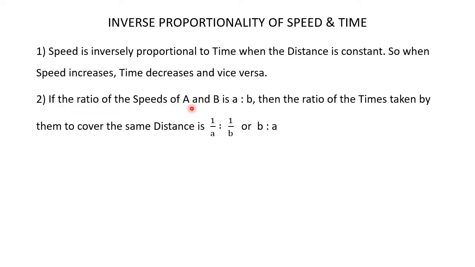If the ratio of the speeds of A and B is A is to B, then the ratio of the times taken by them to cover the same distance is 1 by A is to 1 by B, or B is to A. Now 1 by A is to 1 by B is nothing but 1 by A divided by 1 by B, which gives us B is to A. So if the ratio of speeds of A and B is A is to B, then the ratio of the time taken by them to cover the same distance is B is to A.